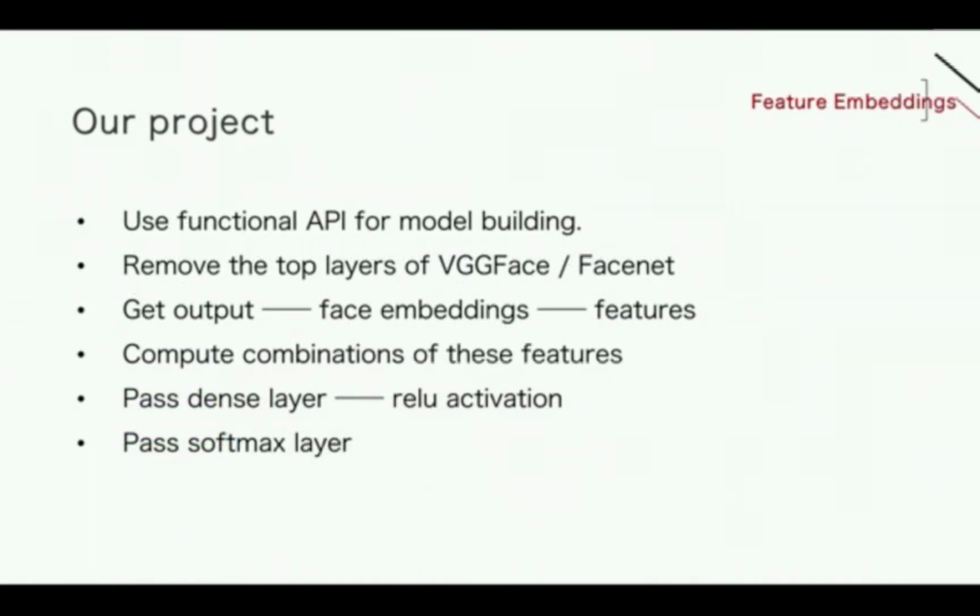In our project, we design it so that the two images are passed into the VGG Face model and the FaceNet model. We will remove the top layers of the VGG Face and FaceNet models. In this way, we get the output, which is the face embedding. These are our features. Then we will compute combinations of these features and pass them to a dense layer and a softmax layer.